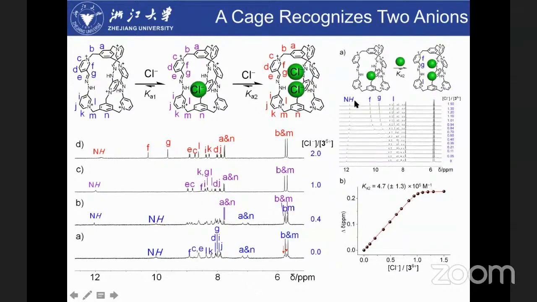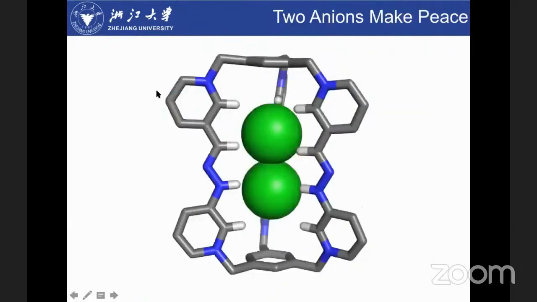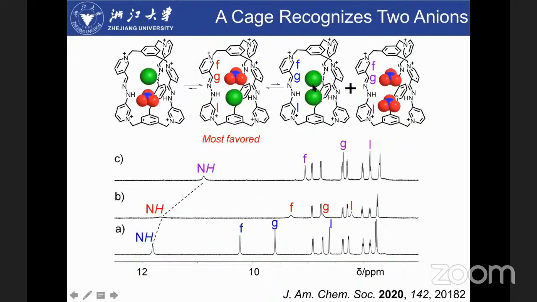And we can use the NMR titration to get the binding constant. The K2 is 10 to the 5th. Also, you can see the binding has selectivity. If you have one equivalent of the chloride and one equivalent of the nitrate, we have 4 choices here. We can get chloride-nitrate, nitrate-chloride. We can also get chloride and 2 nitrate. But actually, by using the NMR, you can see this will be the major species.